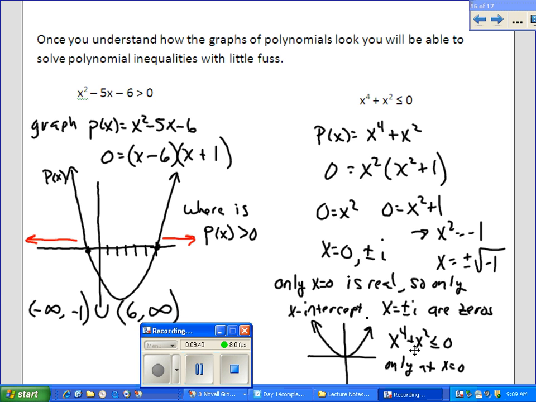And the only part where this is less than or equal to 0 is where it actually equals 0, exactly at x equals 0. So that's one very short interval. It's exactly 1 point.